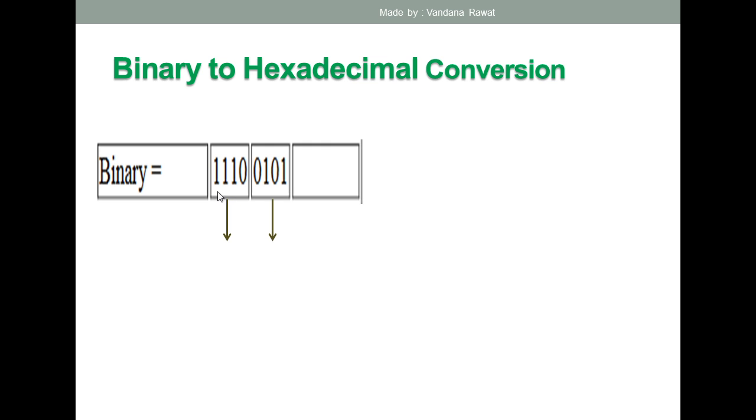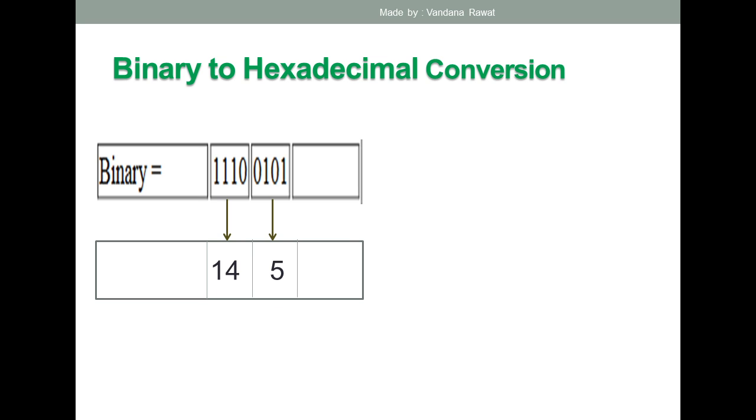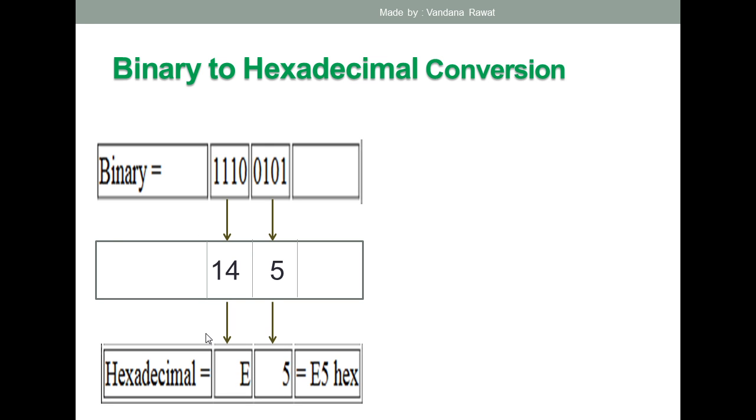So what will be the hexadecimal equivalent of this number? You just check your table, it will be equivalent to 14 and this number will be equivalent to 5. That means for 14, in the case of hexadecimal, we write E. That means the hexadecimal representation for this binary number will be E5. Okay, got my point? I think this is clear.